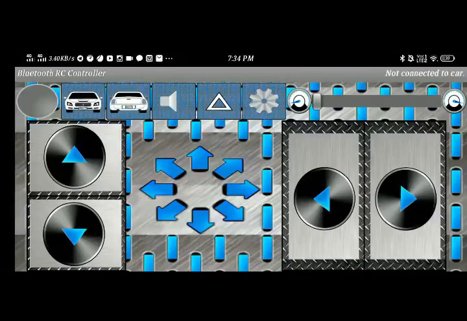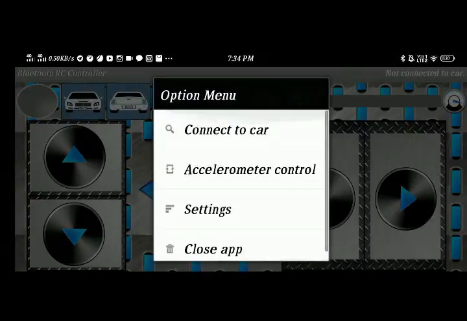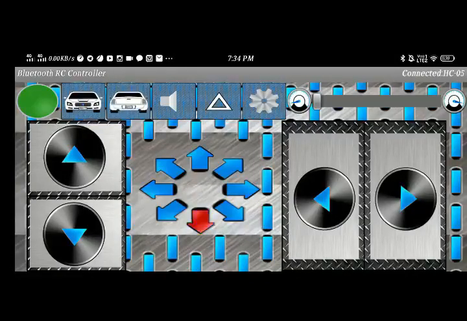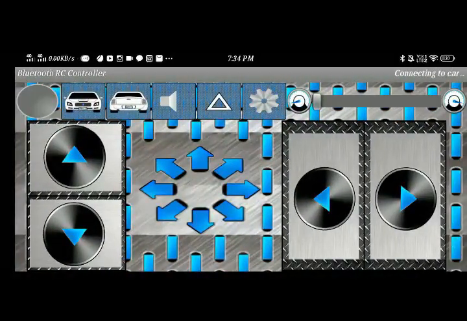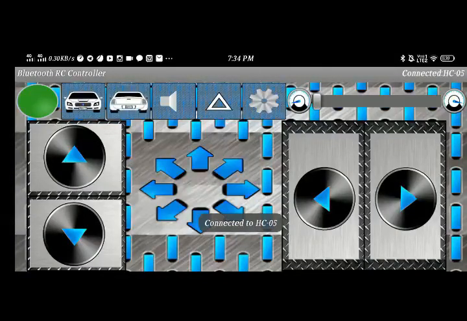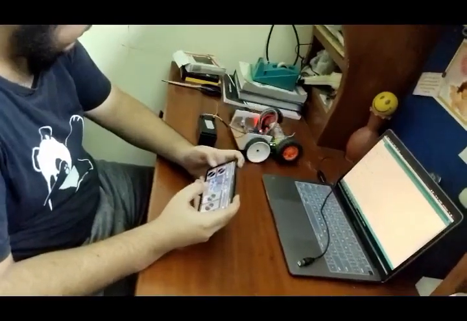This is the interface of the application I was talking about. On the left side, you can see a hollow circle. You have to tap on it and you have to connect the car. Make sure that power supply to the Arduino is on. This is how you can turn it left and right. Here my teammate Bhavesh is simply moving the board for testing.